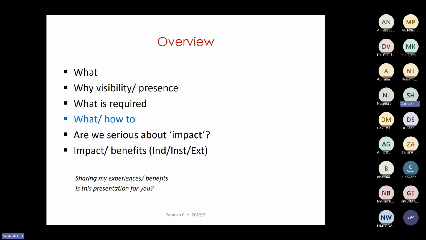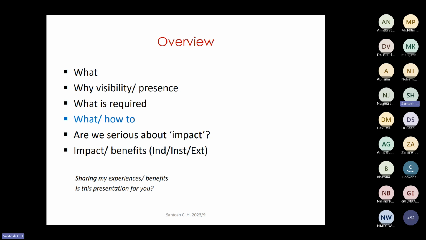So we'll be discussing this impact aspect in this presentation, and the impact or benefits concern three parties. One is individual impact or individual benefit: what I get after reading your paper, what I get after attending your lecture, what I get after publishing a paper. So these are the individual-centric benefits, or the impact, that we need to assess and understand.